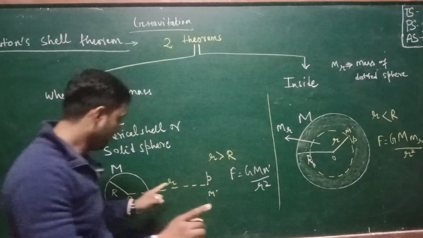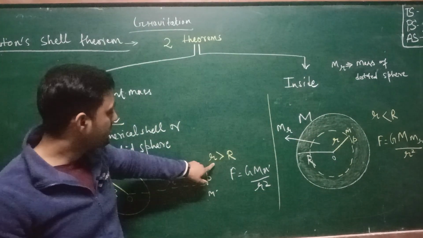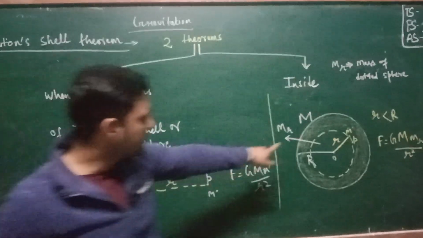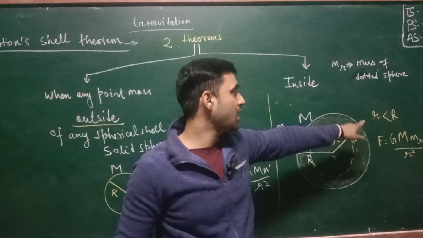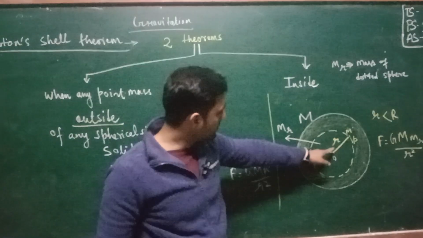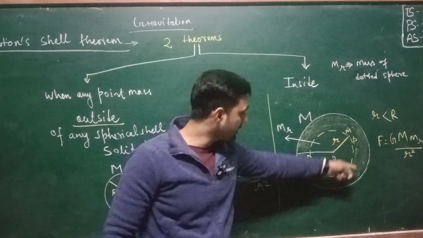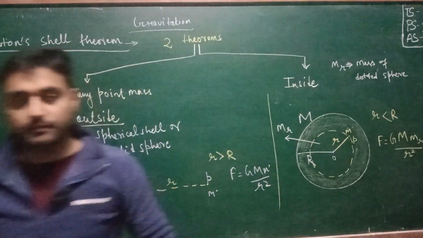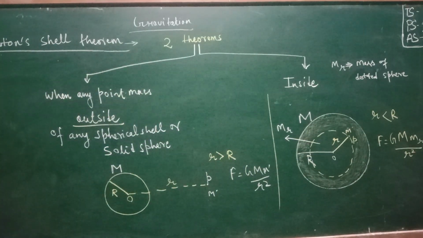As you can see, the difference is here small r is greater than the capital R, as you can see from the diagram also. But in the second case, small r is lesser than the capital R. In this case, always take only the mass inside, and the outer mass, the mass of the periphery, has to be neglected, deducted, subtracted.